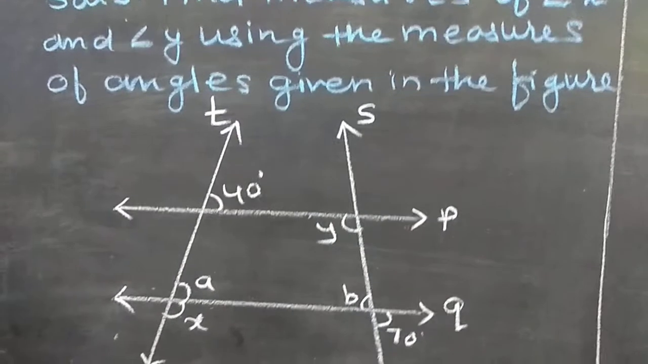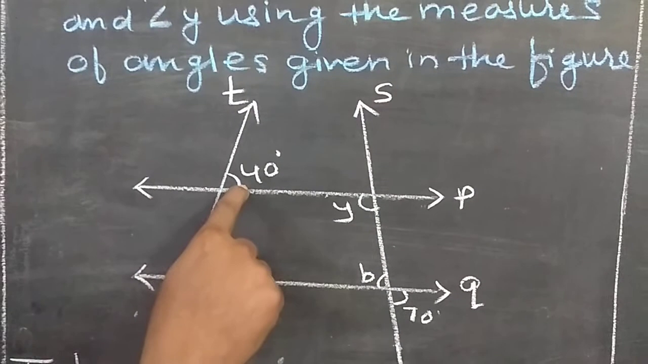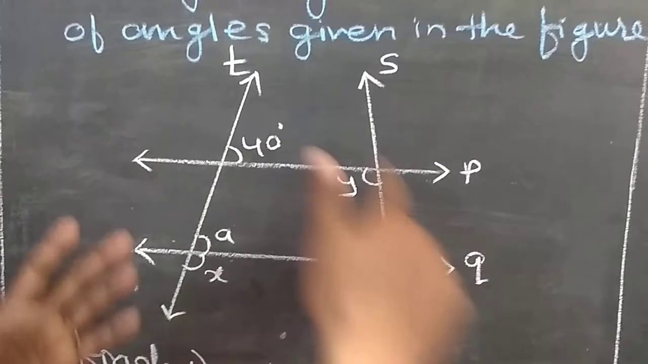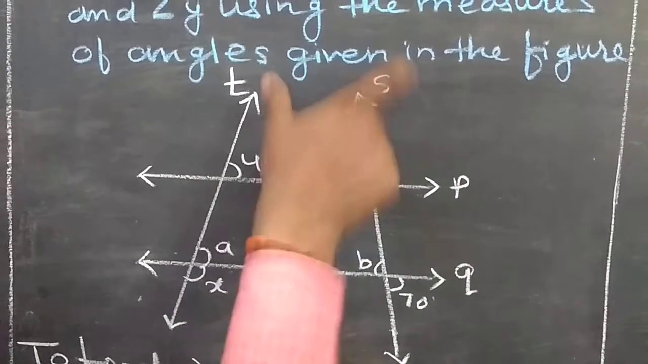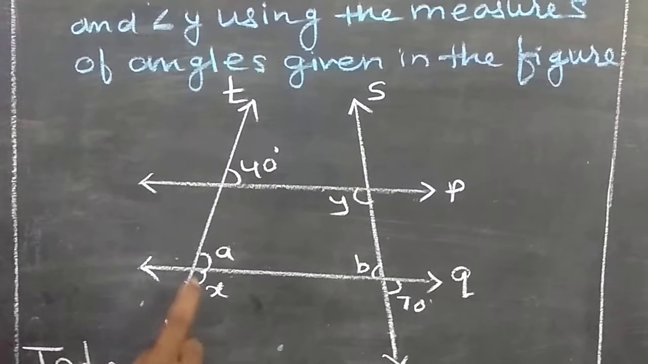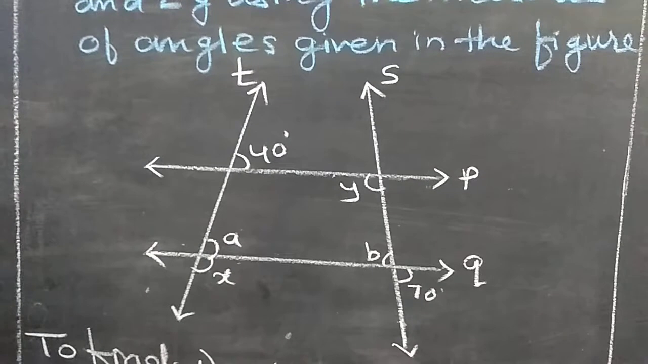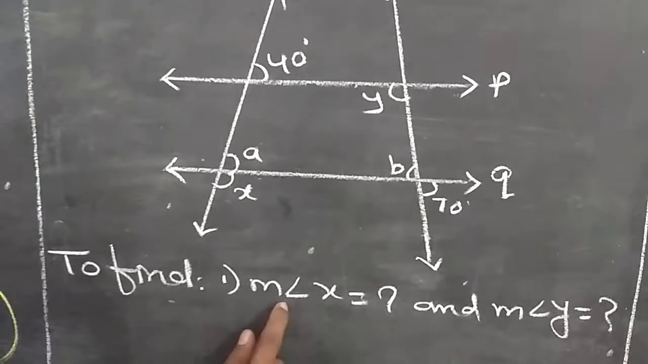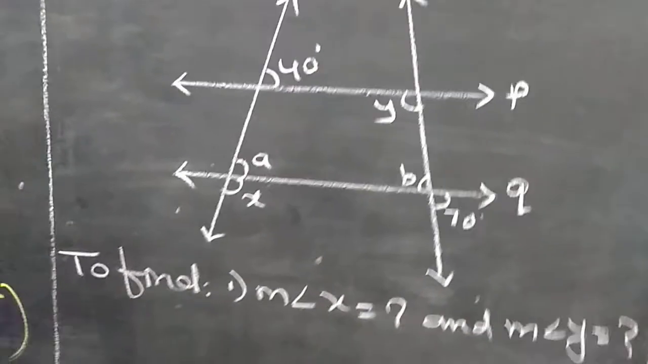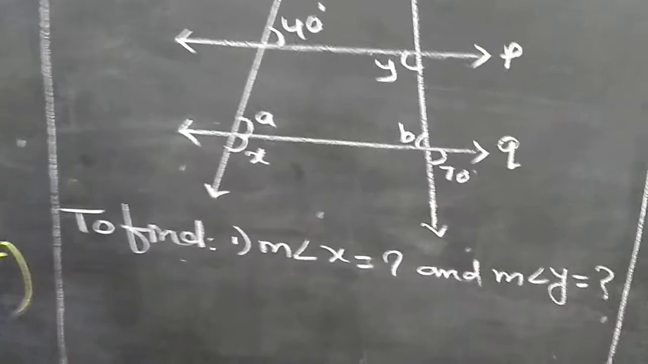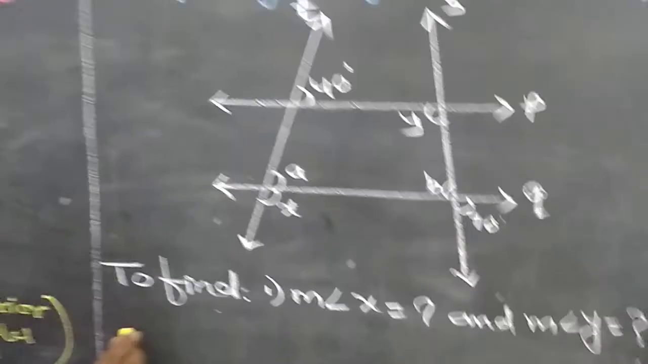Now some measures are given here. As you can see, here it is given 40 degrees and here it is given 70 degrees. Based upon this measurement and this information, you have to find out the value of angle X and the value of angle Y. So measure angle X is equal to question mark and measure angle Y is equal to question mark. It is a missing figure. So let us start.